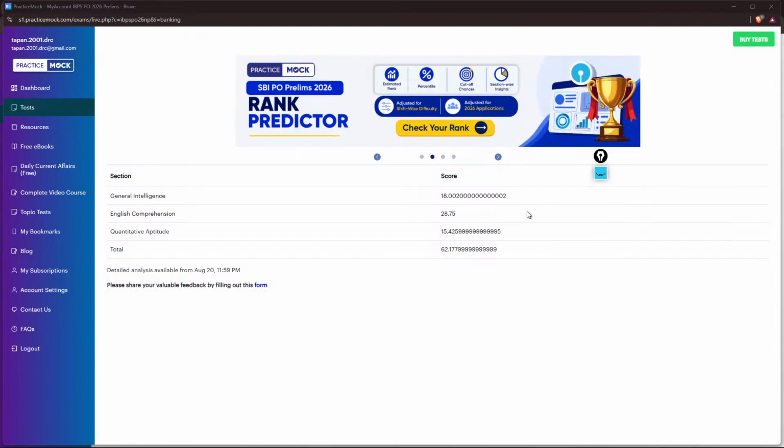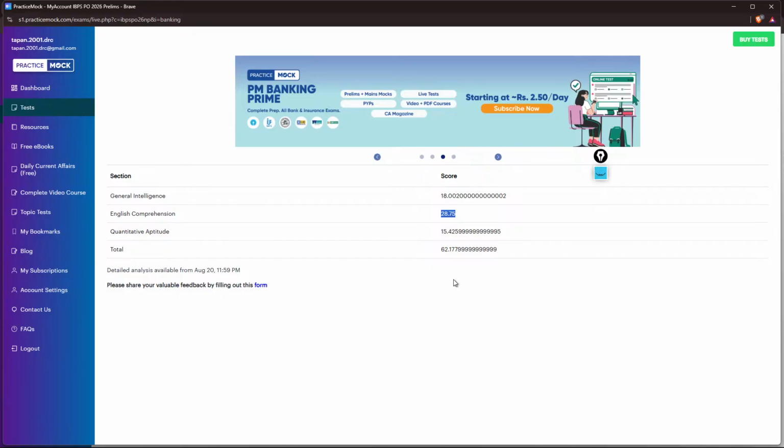I can still do some work on both of these sections. The English was quite good. So that's what saved it. So I guess I cannot see the analysis currently.